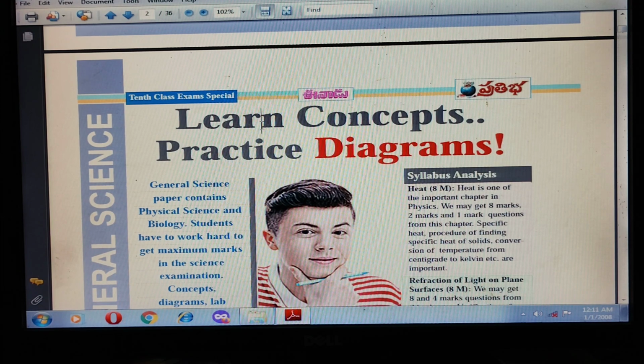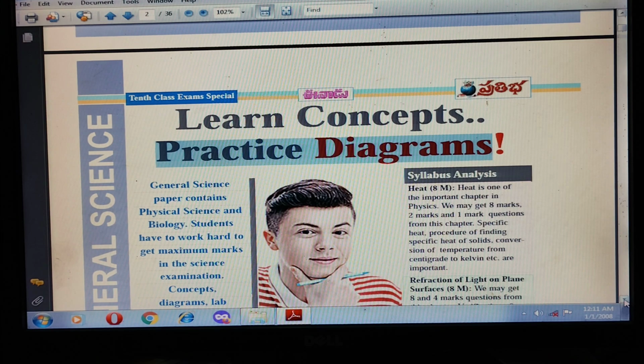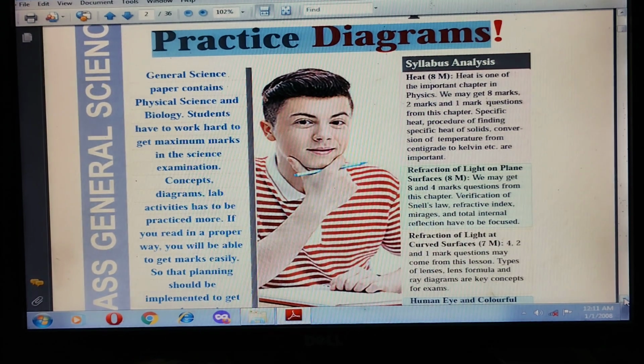Already in my previous 2 videos I said that from conceptual understanding questions you get 40% marks. 40% in the sense, out of 50 you will get 20 marks, and the students have to practice the diagrams well. After learning the concepts, you have to practice the diagrams so that you get a very good score. And you all know that this time we have a new pattern, in which our general science contains 2 sections, A and B. In section A, they gave the physical science syllabus analysis.